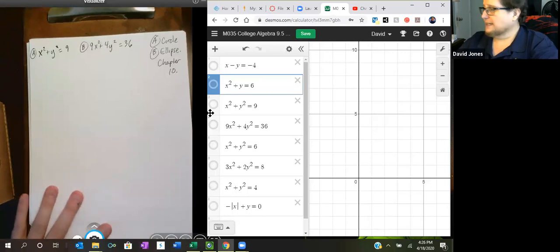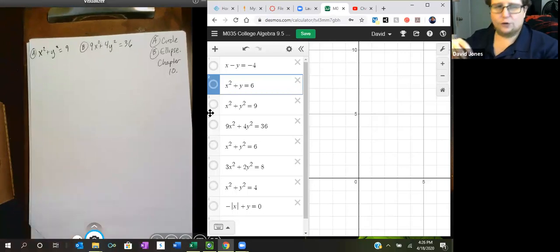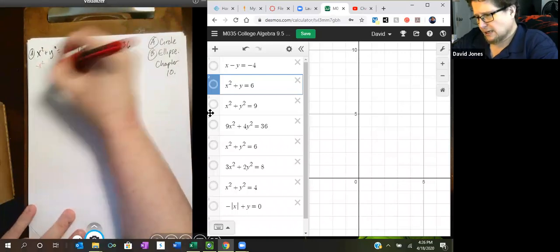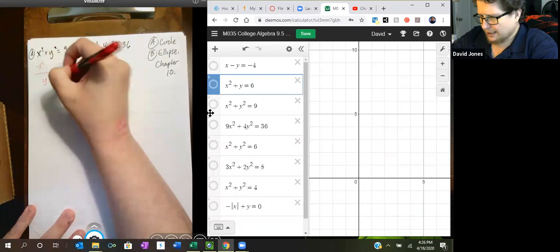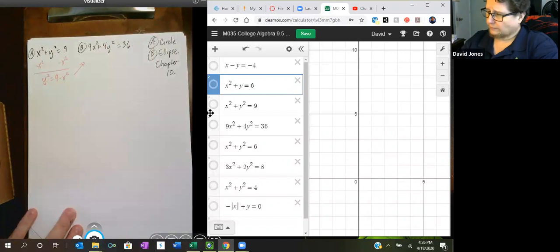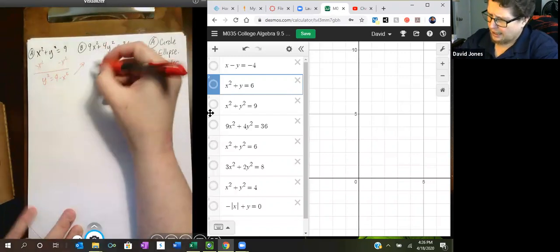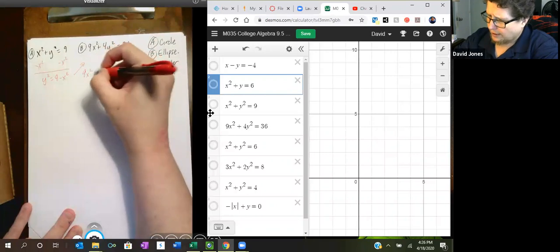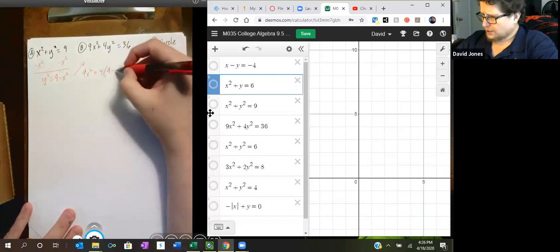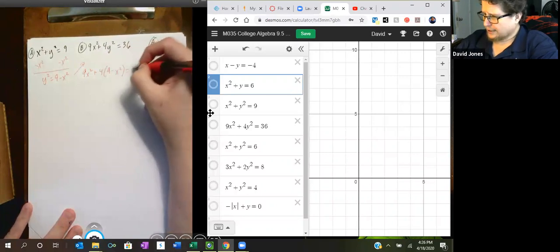What can we do here? Well, we still want to combine to eliminate a variable. Here, we could try substitution. Does that work? I don't know. I haven't tried substitution on this one. Let's subtract x squared from both sides. And you get y squared equals 9 minus x squared. And I can plug that in. And I get 9x squared plus 4 times 9 minus x squared equals 36.